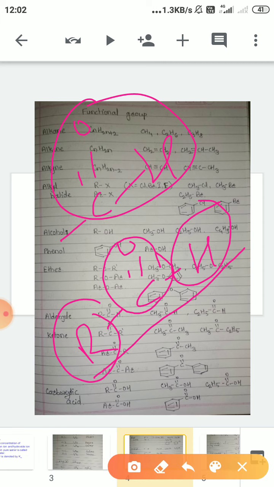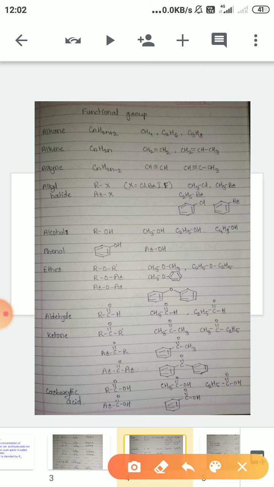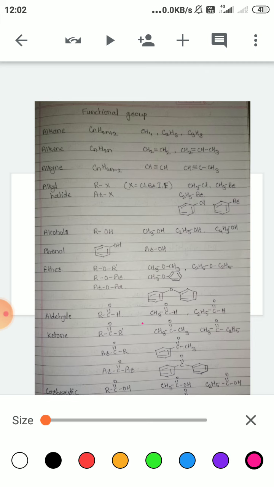Now see the examples of aldehydes. First one is acetaldehyde, CH3 C double bond O H. Second one C2H5 C double bond O H, propanaldehyde or propanal.